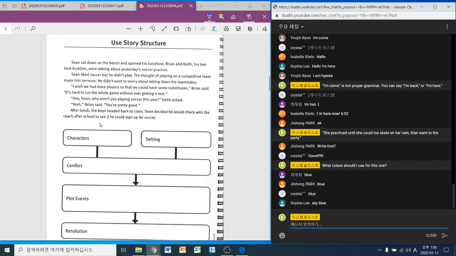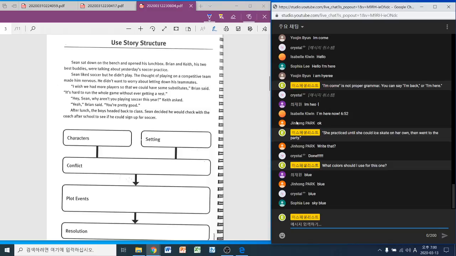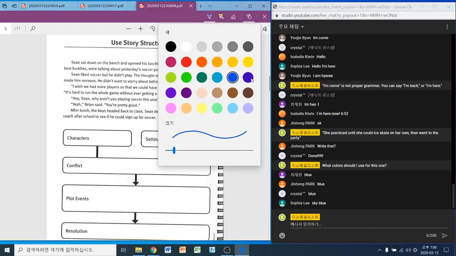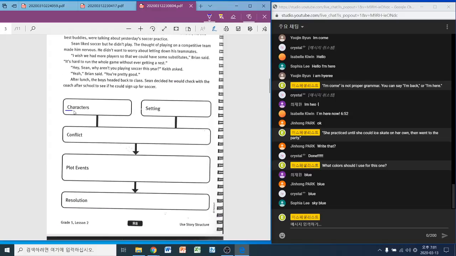Okay, so here's our story here. Let's talk about it. Character, setting, conflict, plot events, resolution. Let's do it. Color choices are blue, blue, blue, sky blue. Guys, there are only 3 blues. Oh, there are 4 blues. Okay, I can do blue, blue, blue, sky blue. So which blue should I go first? I'll start with the darkest blue and I'll go lighter. Let's start with the characters. It almost looks like purple. It's like an indigo.